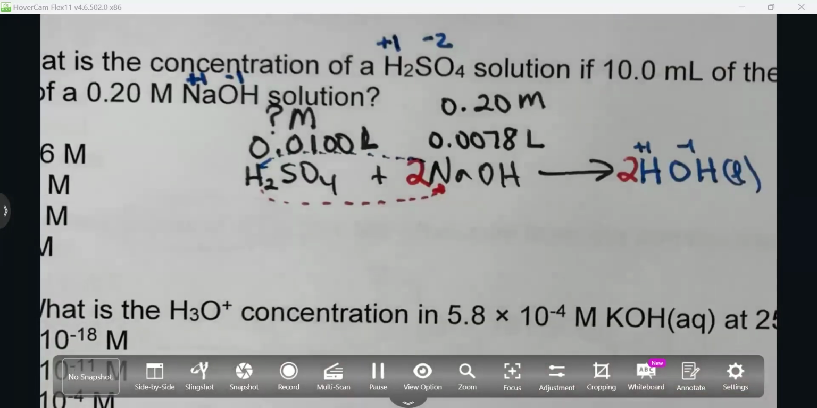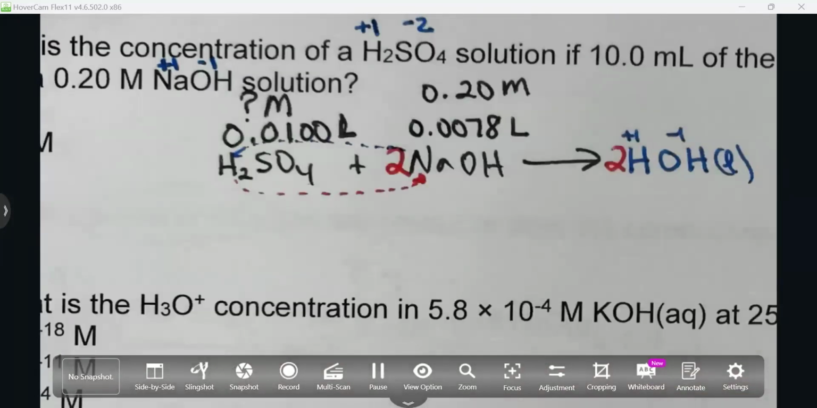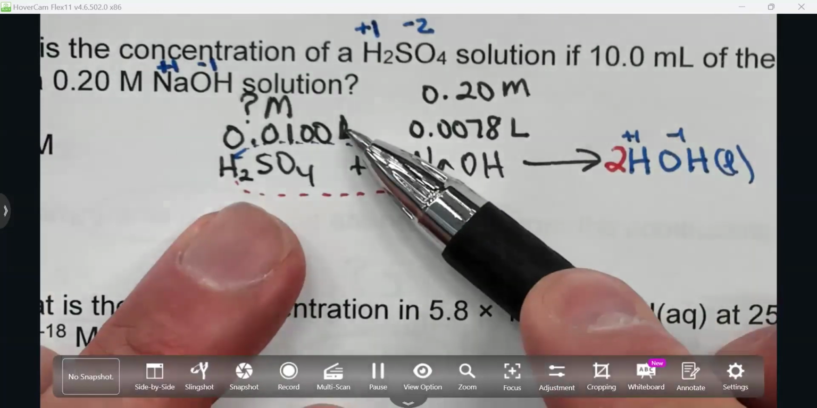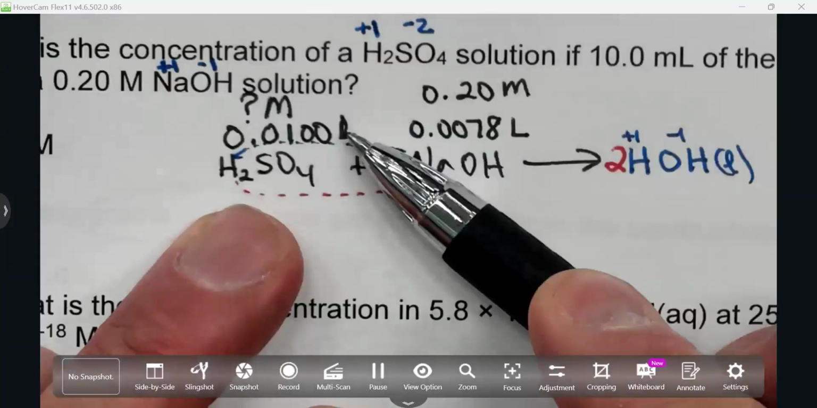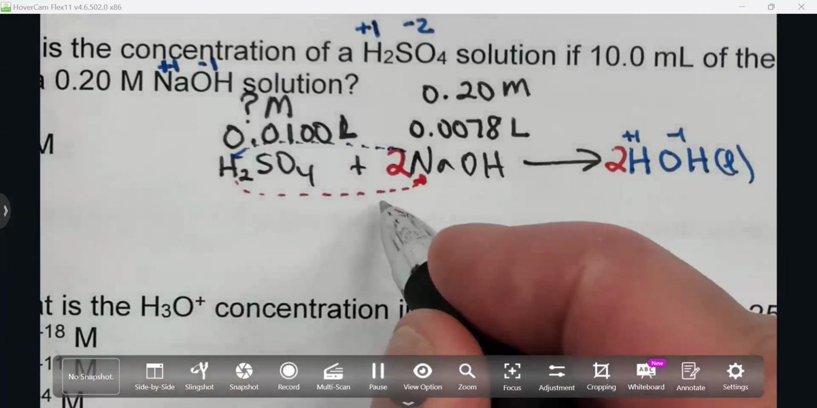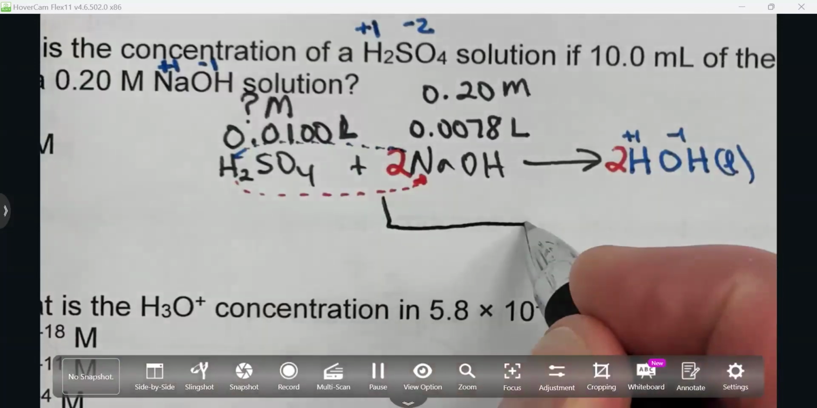So here's what we've got. If I'm looking for a molarity, my final units need to be moles over liters, right? I need to get moles over liters. I have my liters. How many moles is this? How many moles of sodium hydroxide reacted?